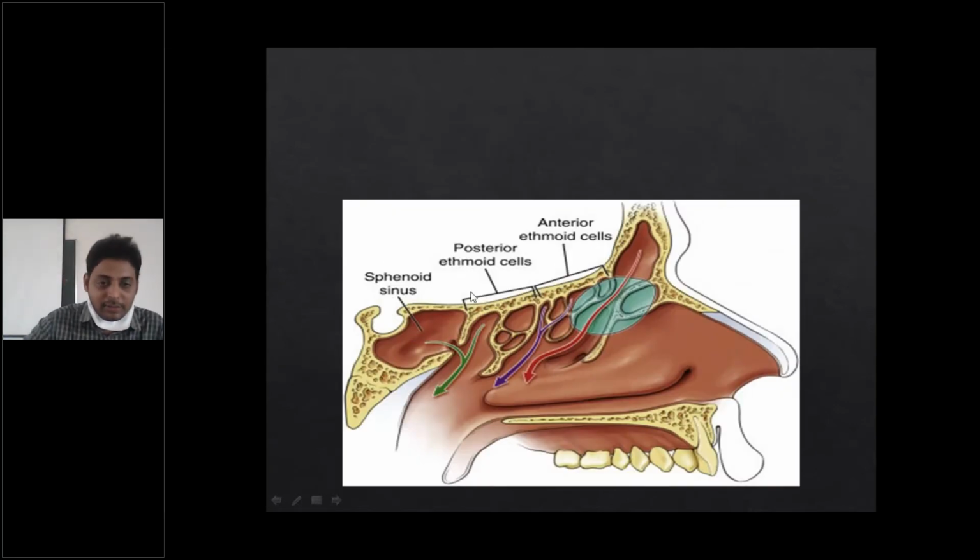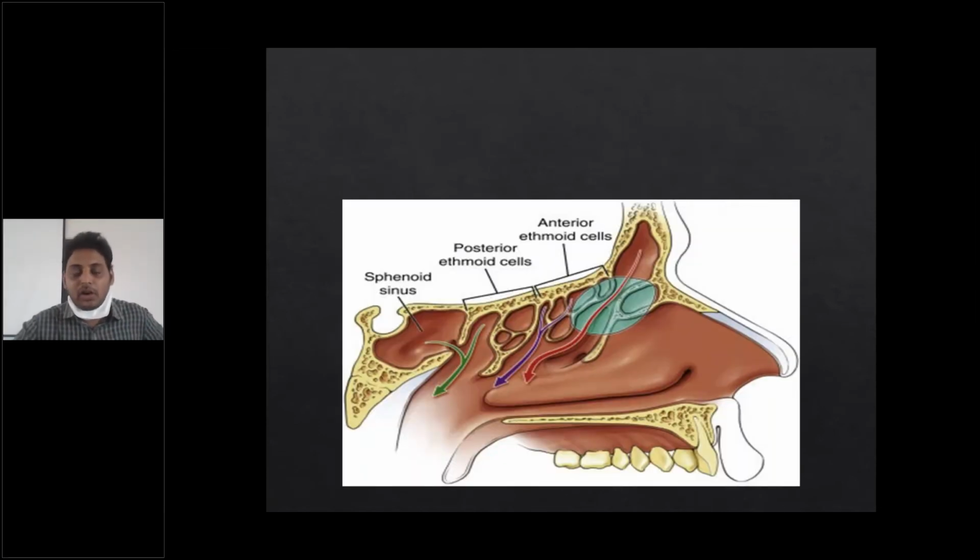I hope this picture makes it clearer. This is the sphenoid sinus opening. Here are the posterior ethmoid, anterior ethmoid, everything. From a practical point of view, the anterior ethmoid, posterior ethmoid, and maxillary sinus secretions will usually be draining anterior to the torus tubarius. You will know the torus tubarius, which is guarding the eustachian tube orifice.